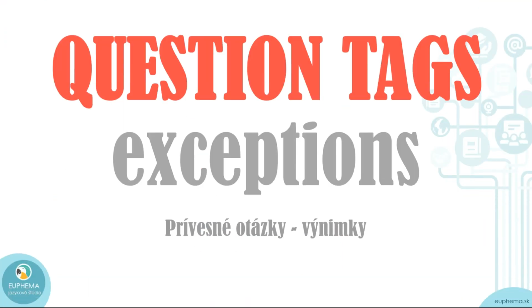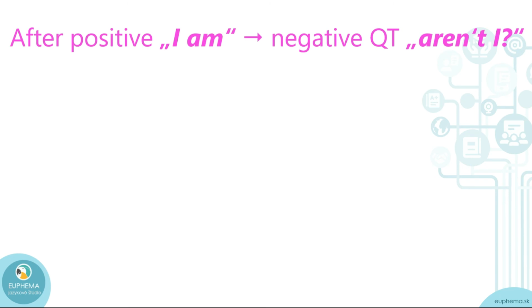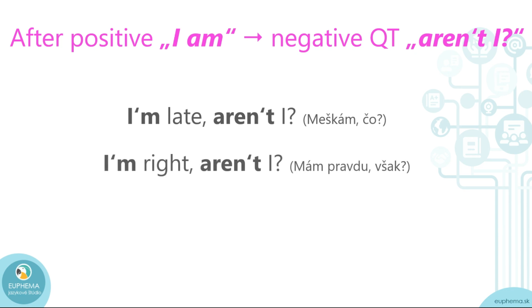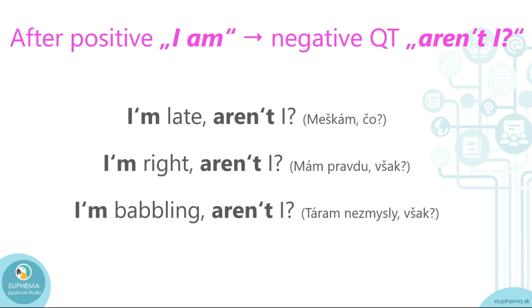Now just two more things that you need to remember. Exceptions, very common exceptions for question tags, first of all. After positive I am, the negative question tag will be aren't I. Here are some examples. I'm late, aren't I? I'm right, aren't I? I'm babbling, aren't I? So I know that it sounds quite illogical, aren't I? You know, logically I would say, am I not or something, right? But this is the exception. With I in the negative question tag, you have to use aren't, okay? So just try to fix it in your head. I'm right, aren't I?